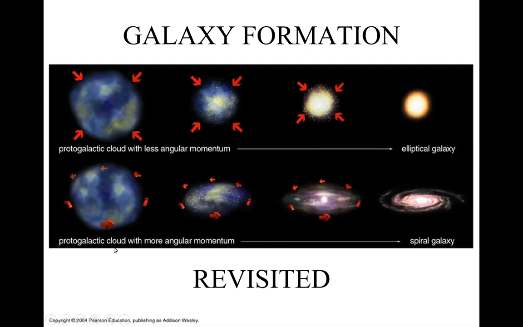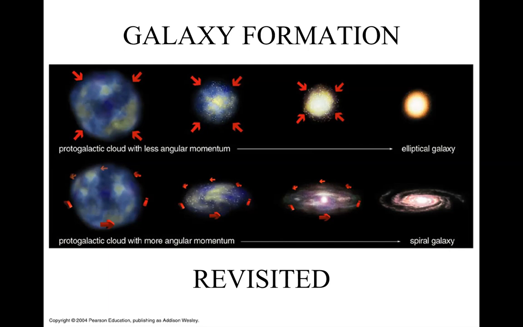Spiral galaxies are a little bit different in the sense that they could have similar masses to an elliptical galaxy, but because that protogalactic cloud that they formed out of had more momentum initially in the beginning, then that initial angular momentum, that initial spinning motion, causes the galaxy to collapse on itself, but also to flatten as well.